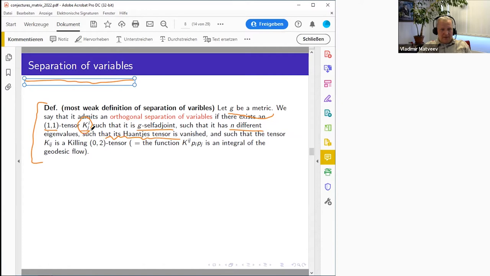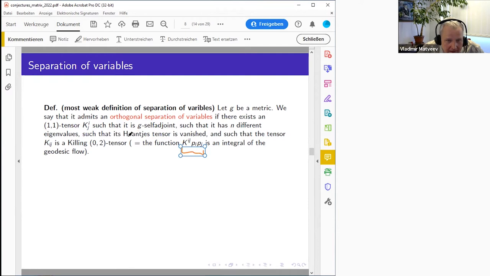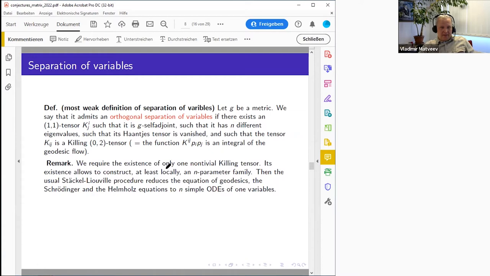and such that if you put the index down with the help of the metric, it is a so-called Killing tensor. So the naturally constructed function is an integral of the geodesic flow. So Killing separation of variables is the same as quadratic integrals of the geodesic flow under some integrability condition. So the highest tensor vanishes, and all eigenvalues are different. Here we require the existence of only one non-trivial Killing tensor.